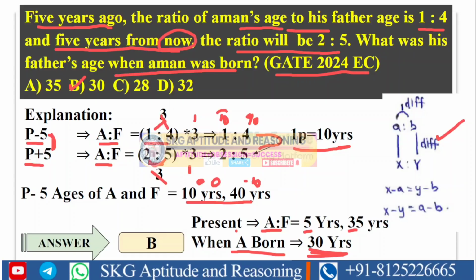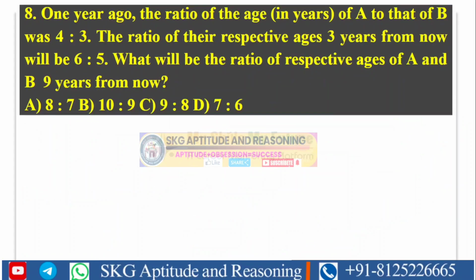Let us move to the next question here. Okay, here is the next question, which is similar to the previous question. 1 year ago, so P minus 1, he gave it as 1 year ago. Ago, I already told, we need to take the past data. The ratio of A to B age he gave as 4 is to 3.